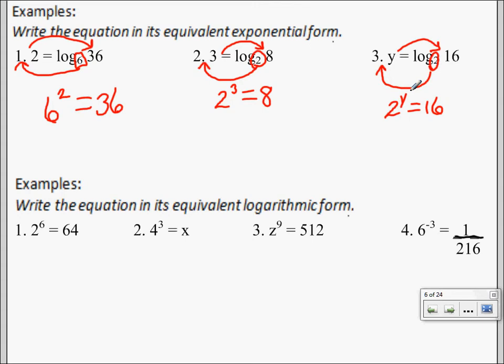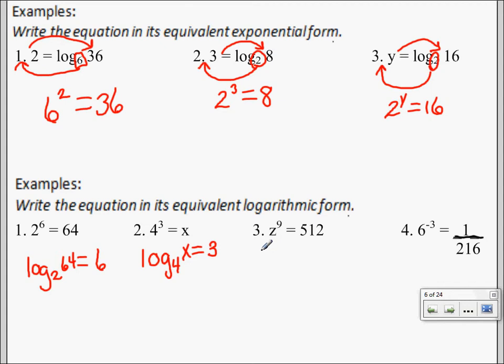With our second set of examples, we'll write the equations in its equivalent logarithmic form. So we're taking what we have, and we have to work backwards. Our base in this case will be 2, and then we write the number that it's equal to, 64, and then we set it equal to the power, which is 6. For number 2, our base will be 4 with what we're equaling to, x, and then we set it equal to our exponent of 3.